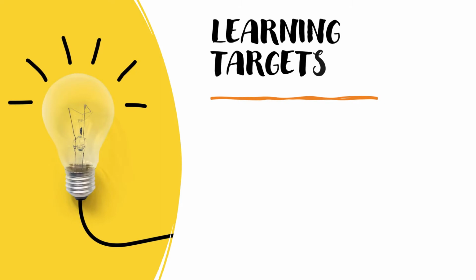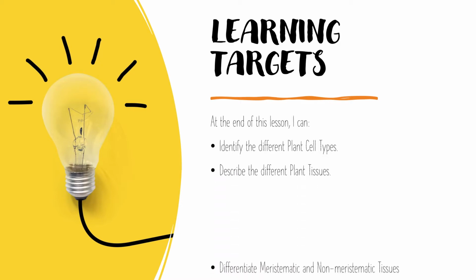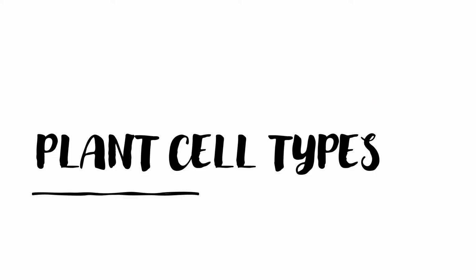Hi everyone. So we are on to the second unit for general biology, and we will now be focusing on the macrobiology part of plants. Now, at the end of this lesson, hopefully you guys will be able to identify the different plant cell types, describe the different plant tissues, differentiate meristematic and non-meristematic tissues, and explain how different plant tissues aid in growth and development of plants. Okay, so our first topic would be about plant cell types.